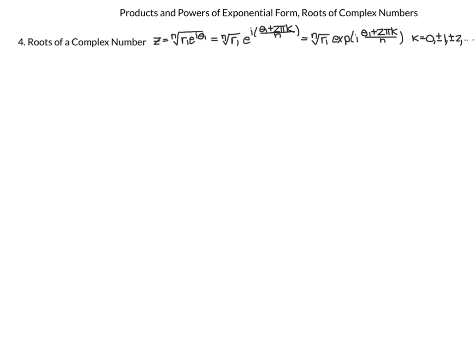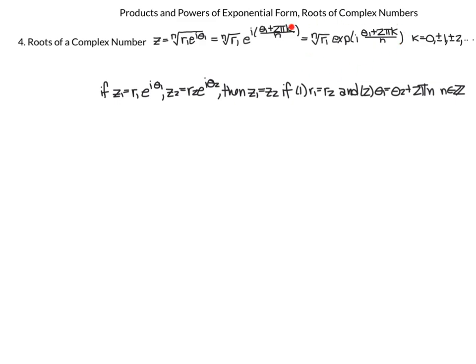Then using the rules of exponent, we have e to the I theta 1 divided by n, which is over here. And also, because we're solving for the nth root, we have to take into account that we have not only theta 1, but any integer multiple of 2 pi plus theta 1. So that's what this equation is here. So we have the nth root of r1, the exponent e to the I theta 1 plus 2 pi k over n, where k is any positive or negative integer 0, 1, 2, 3, etc.